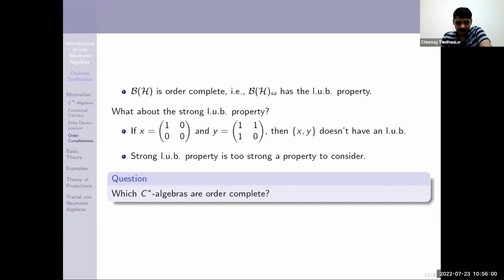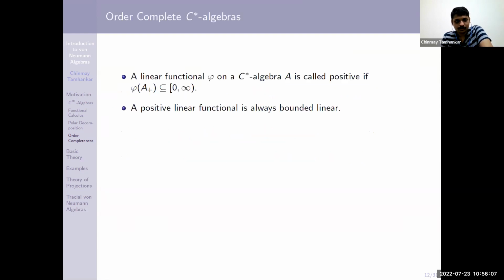This is one of the main questions, and before answering it, we will give some definitions on order complete C-star algebras. First, for any C-star algebra A, we can define what is a positive linear functional on it. It is a functional which takes any positive element of A to a non-negative real number. And what is very well known is that any positive linear functional is always bounded.